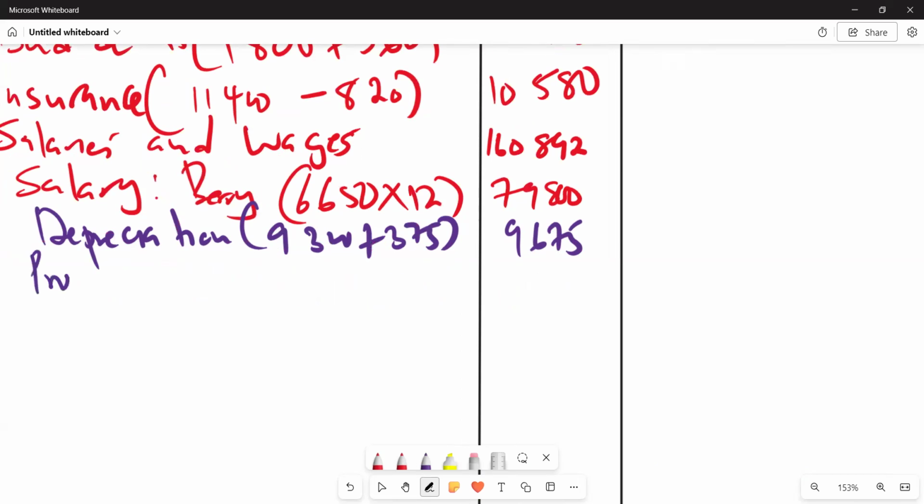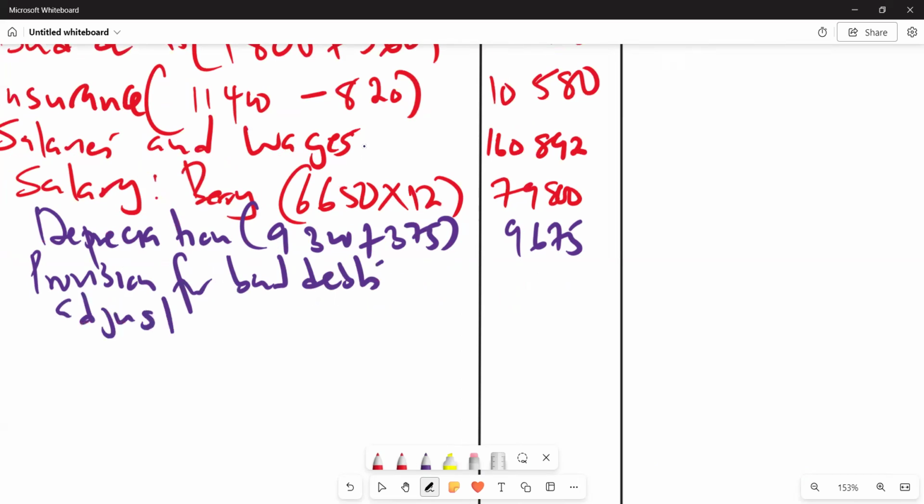So we have got the provision for bad debts adjustment. And then on the calculation for that one, the current year we found 3,102, and we subtracted the previous year, which is 2,586. And it was an increase of 516.